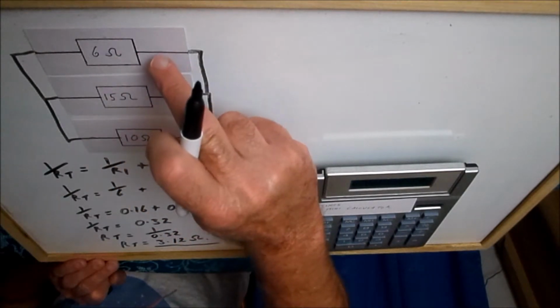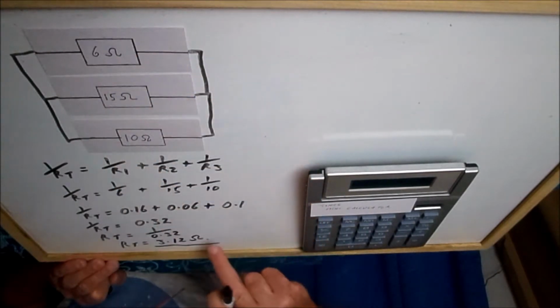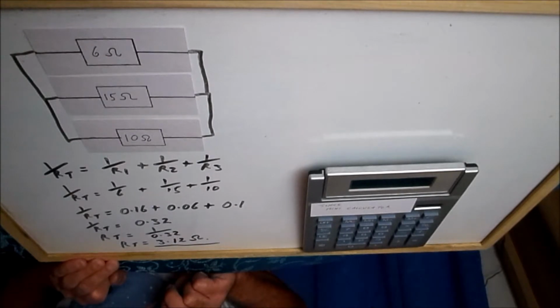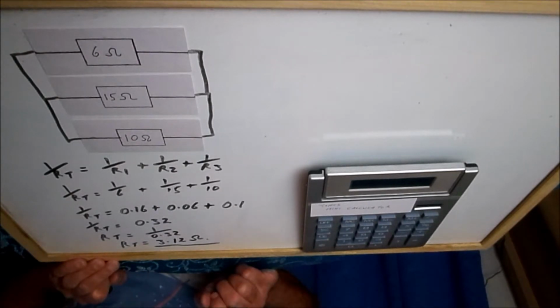And is that smaller than the smallest resistor? It is. Our smallest resistor is 6 ohms. So that's a lot less. So that seems to hold water. So that's how you calculate series and parallel resistors.